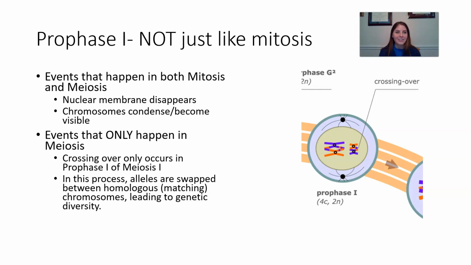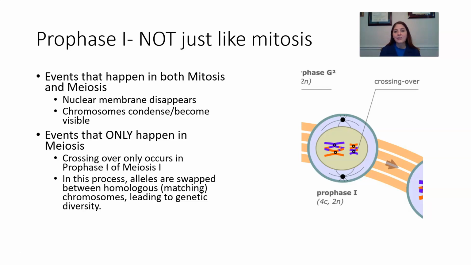So prophase 1 is not completely like mitosis in the prophase portion. Events that do happen in both mitosis and meiosis include that the nuclear membrane disappears, and then chromosomes condense and become visible. And remember, when those chromosomes are condensing, it's because the DNA is getting super tightly wound around those histone proteins, and that's what makes those chromosomes visible. Those chromosomes are all of the DNA that has wound around those histone proteins and come together. As for events that only happen in meiosis, we have crossing over that occurs in prophase 1 of meiosis.